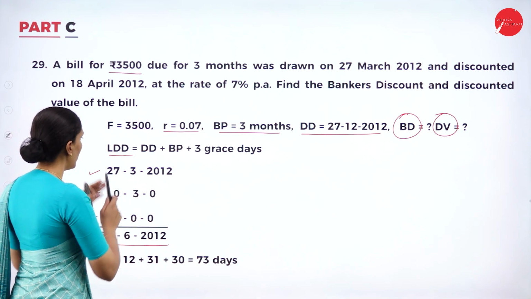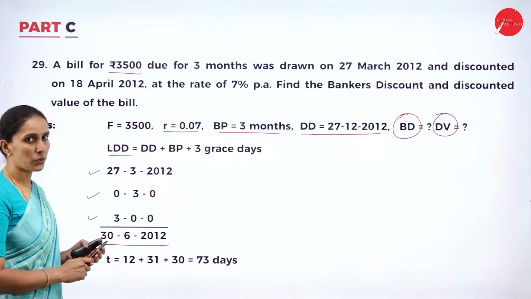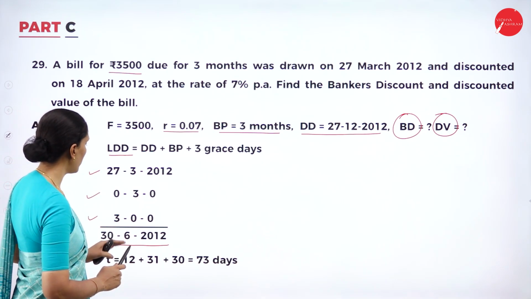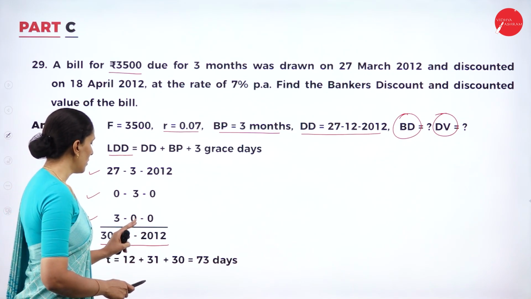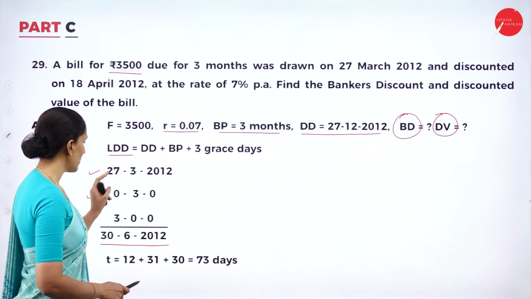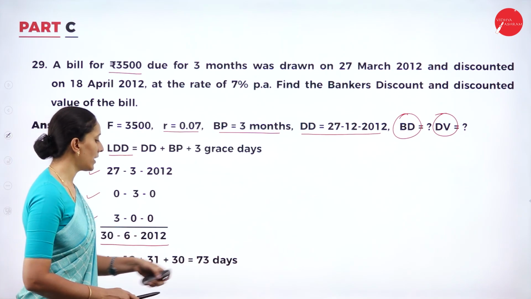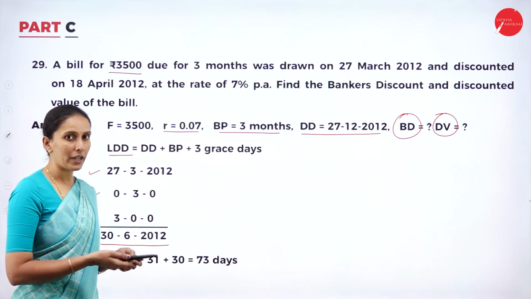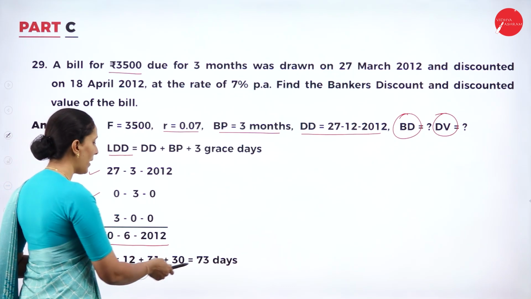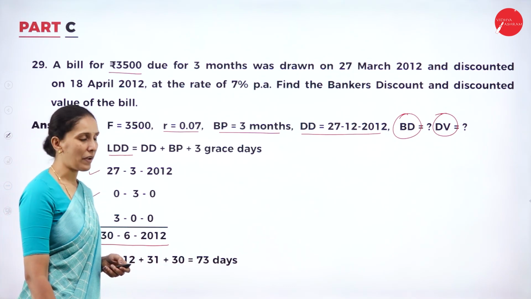So, it was drawn on 27/3/2012 itself. So, let us count the remaining dates till 3/6/2012. We have 12, 31 and 30, that is we have 73 days all in all together. Now, time is given in days, we can convert them in year by dividing it by 365.